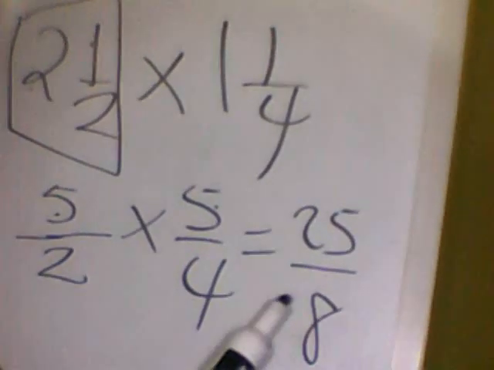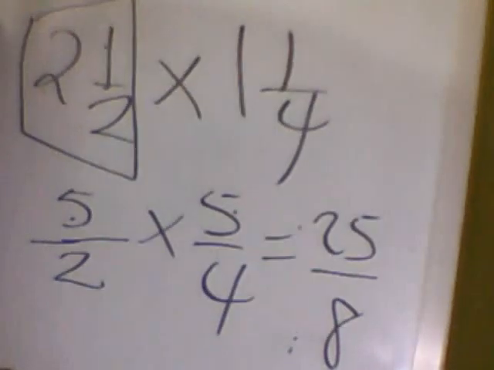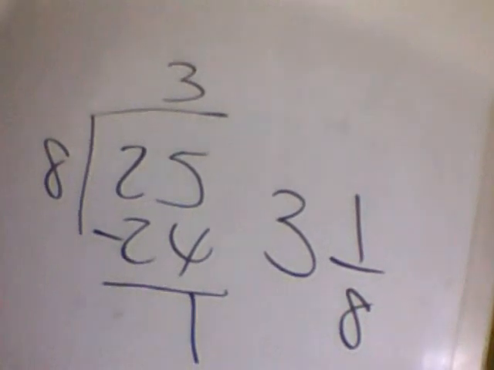Now this is an improper fraction, and of course you know how to change from an improper fraction to a mixed fraction by dividing what? The numerator by the denominator. Let's look at that now. So we have 8 into 25, and 3 times 8 is 24, minus 1, and that will give us 3 and 1 eighth. Simple. Now go and do your practice question.